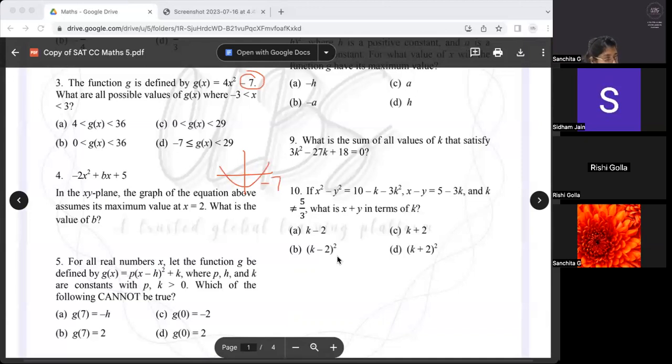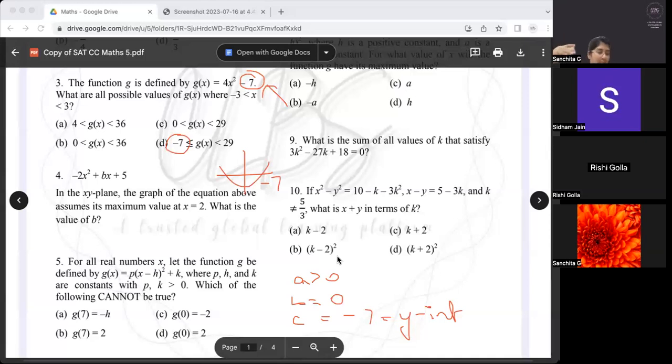Got it? Are you understanding, guys? So A is positive, B is 0, correct? And C is -7. This is my y-intercept, correct? Y-intercept is -7. That means my lowest coordinate has to be -7, okay? That is why I pick D. I start from -7. Clear?